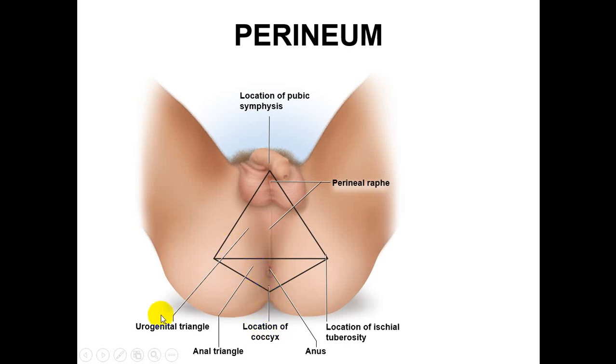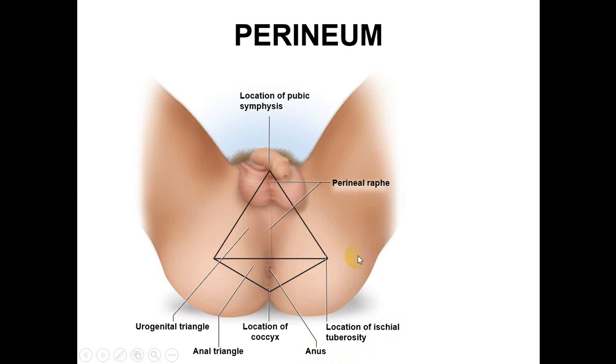Then we also have the urogenital. So this whole triangle, the first triangle, is what we call the urogenital triangle because it's around the urinary system. And the second small triangle is called the anal triangle because it surrounds the anus. So this is the anus. Then the ischial tuberosity is located just around the pelvic girdle. The pelvic girdle is part of the sacrum.